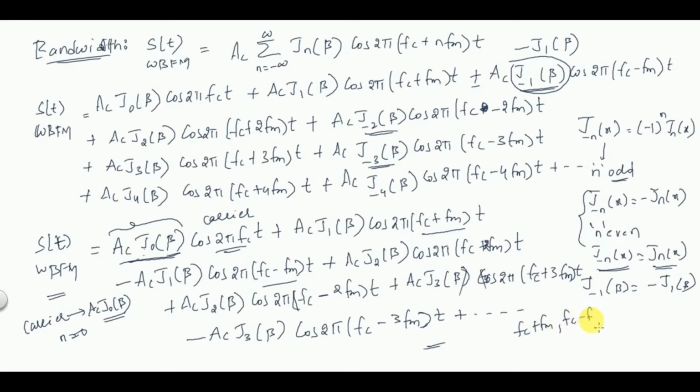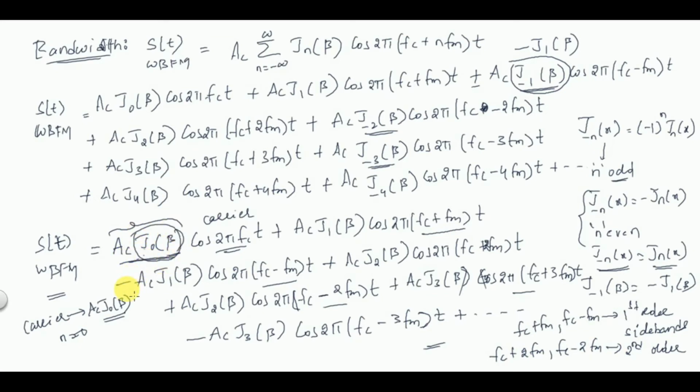Similarly, for cos 2 pi (fc plus fm) and (fc minus fm), fc plus fm and fc minus fm are called first order sidebands, because we have an infinite number of sidebands here. For 2 we have 2 sidebands, for 3 we have 2 sidebands, that is upper and lower sidebands, and there are infinitely many upper and lower sidebands. Similarly, fc plus 2fm and fc minus 2fm are called second order sidebands, and so on. The carrier amplitude depends on J0 of beta, just remember this term.